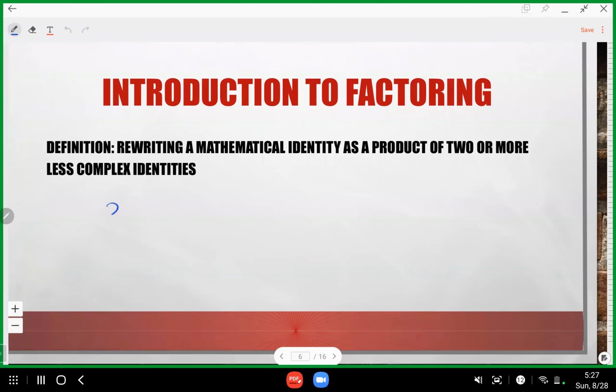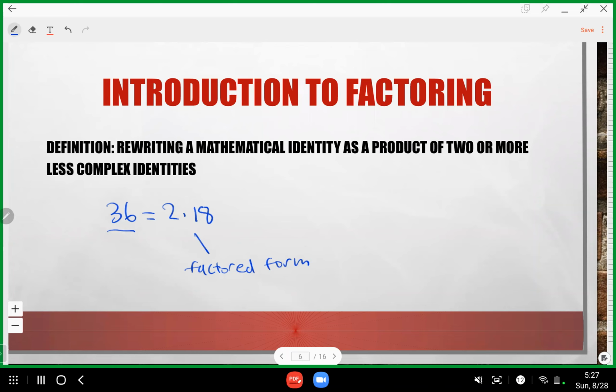So let's take any two of these factors that multiply to 36. Just pick two of them that multiply together. Let's say 2 times 18. This 36 would be the mathematical identity that we're representing as a product of two or more smaller identities. So we could say that this is factored. We can go even farther and take the prime factorization. We could say this is a factored form of 36.